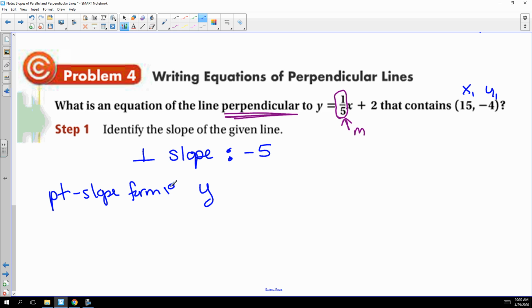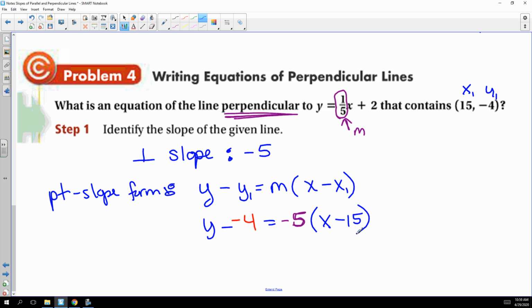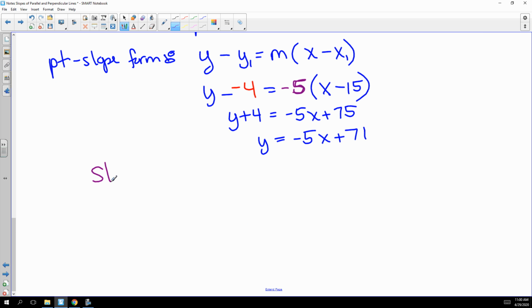So we're going to say y minus y1 equals slope m times x minus x of 1, and we're going to plug in everything we know. y minus negative 4 equals, and the slope that we found was negative 5. That was the perpendicular slope, right? Times the quantity x minus 15, and we end up with y plus 4 equals negative 5x plus 75, and y equals negative 5x plus 71.